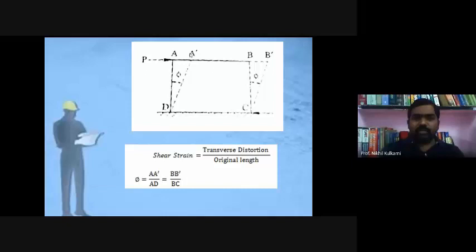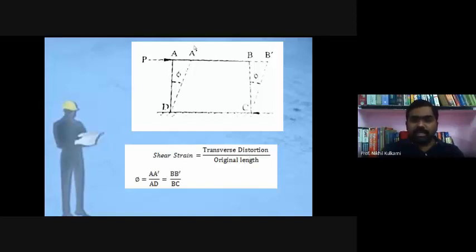So A will get displaced to A dash, B will be displaced to B dash. So there was a certain change there. That angle is known as phi. So what is the shear strain? The shear strain formula is transverse distortion divided by original length.